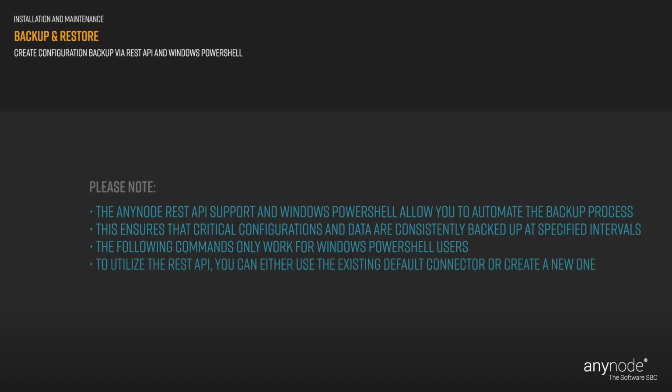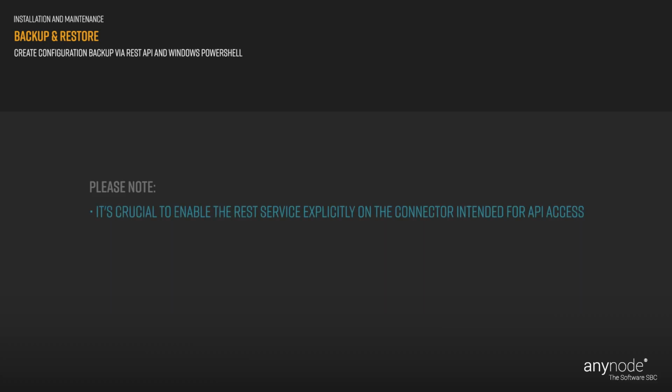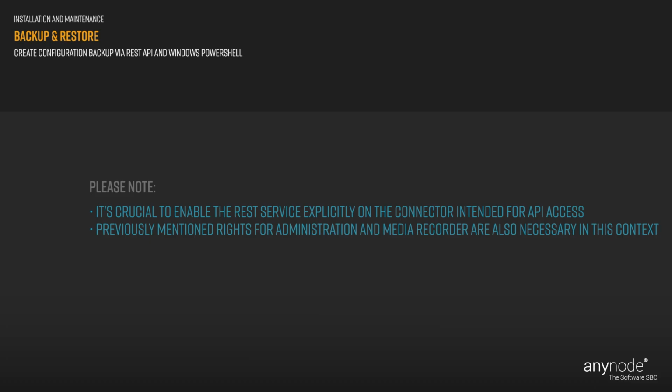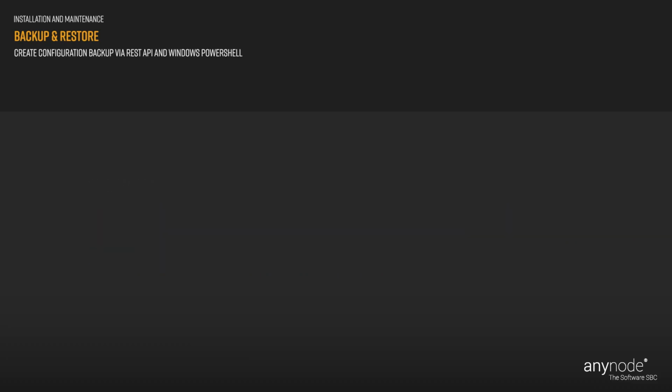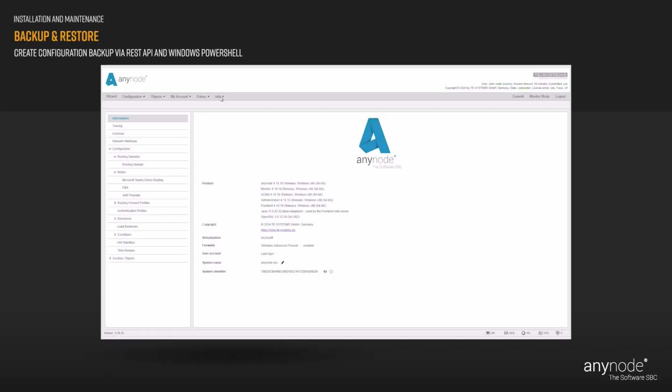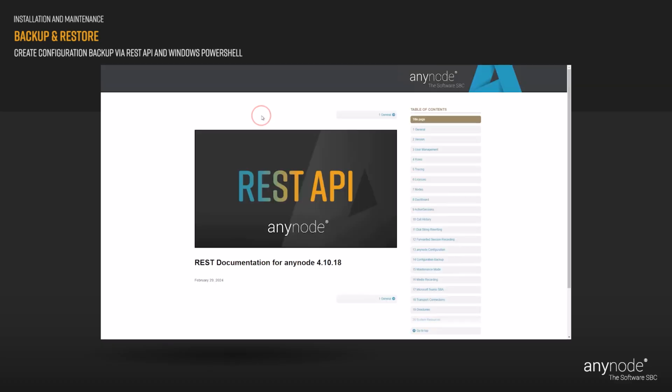To utilize the REST API, you can either use the existing default connector or create a new one. It's crucial to enable the REST service explicitly on the connector intended for API access. Please note that the previously mentioned rights for administration and media recorder are also necessary in this context. You need at least anynode version 4.12 or later. Refer to our REST API documentation for more details. In the upper anynode frontend menu, navigate to Info and REST API documentation, and read Chapter General.